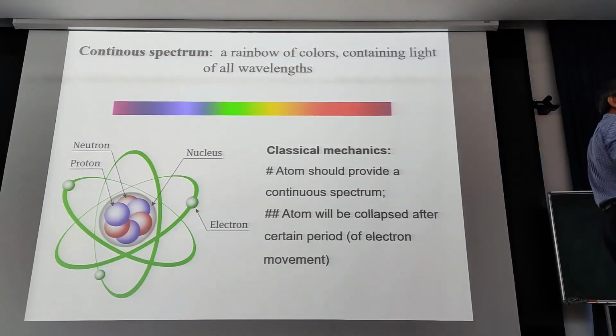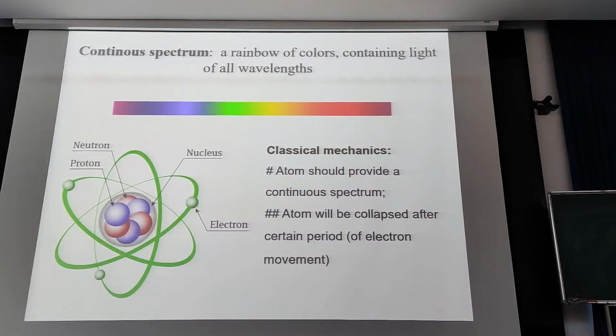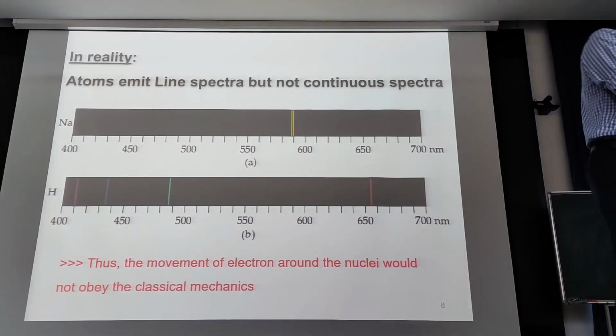So that is what we expect from classical physics. If you apply classical physics to the structure of the atom with the electron moving around the positive nucleus, you have two phenomena. First, it should emit a continuous spectrum with all the wavelengths. Second, at one given moment, the atom will disappear because the electron will come to the nucleus and collapse. Is it clear? Okay. But in reality, the atom is stable. It will not disappear. So that is the first evidence to say that classical physics is not applicable to the case of the atom.